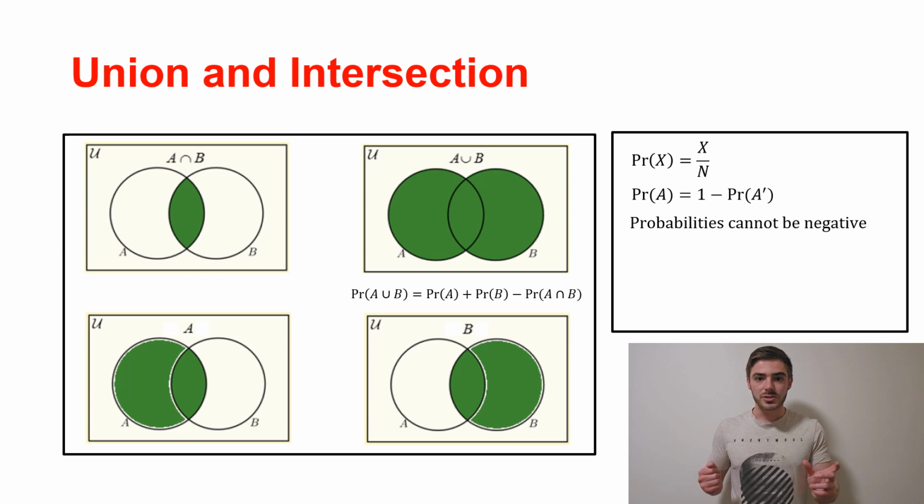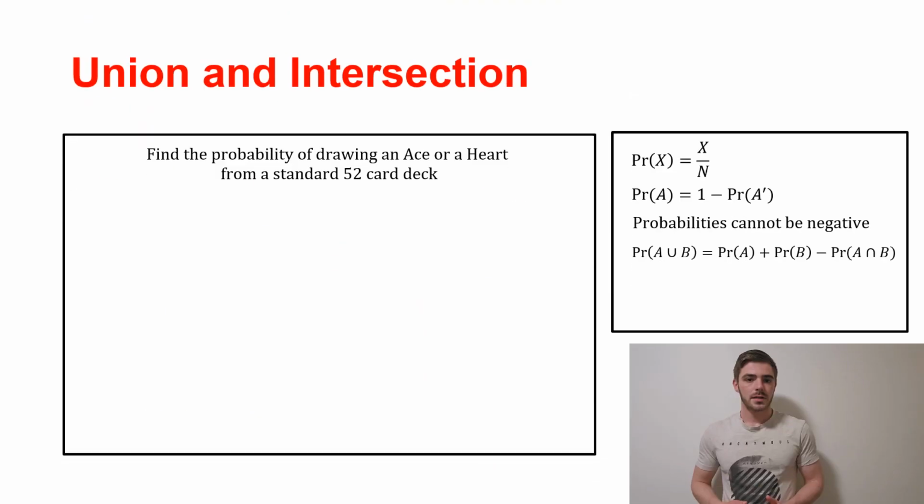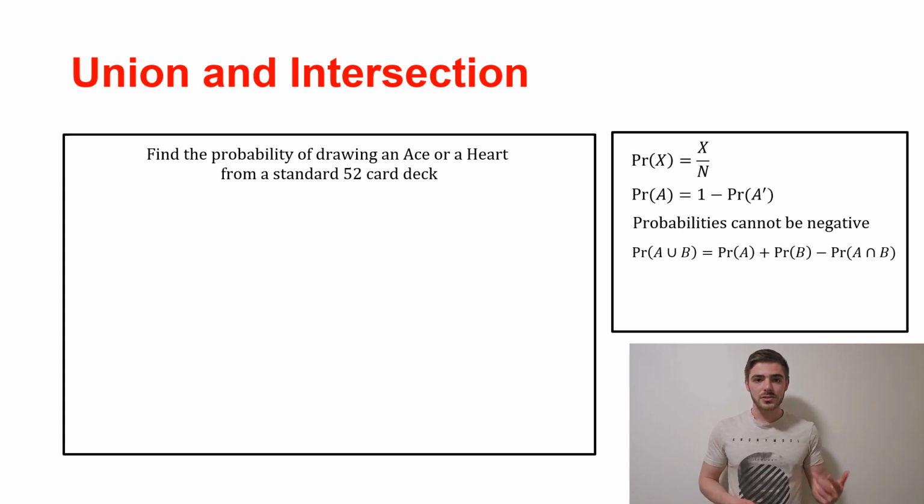It doesn't mean that the union doesn't include the intersection. It simply means that if we didn't subtract the intersection, then we would actually be accounting for it twice, not just once. Let's try an example. We're told to find the probability of drawing either an ace or a heart from a standard deck of 52 cards.